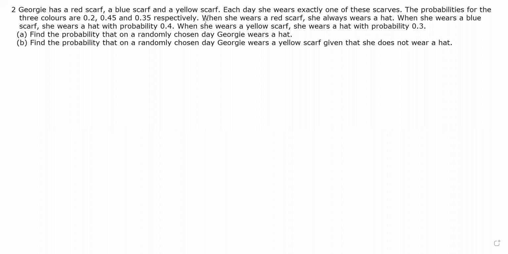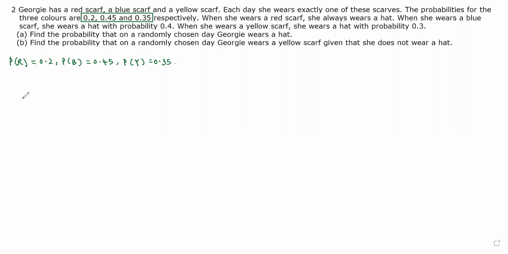We have three different colored scarves. The probabilities of the three colors are 0.2, 0.45, and 0.35 respectively. So let's represent the red scarf. The probability of a red scarf is 0.2. The probability of a blue scarf is 0.45. And the probability of a yellow scarf is 0.35.